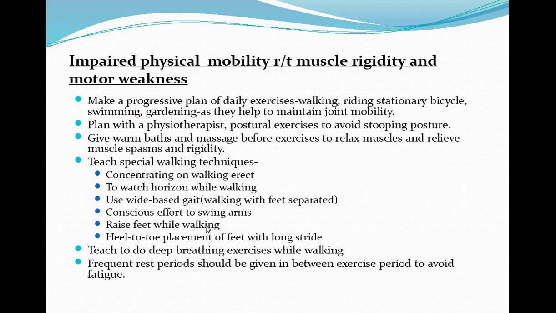Raise the feet while walking, because the person is having a short shuffling gait, so there are more chances of having a fall because of the abnormal gait, right? So we have to teach the patient to consciously raise his feet while walking. And what can he do? Heel to toe placement of the feet with a long stride. This will be helpful in avoiding short shuffling gait. Then teach to do deep breathing exercises while walking. Then frequent resting periods should be given in between the exercises to avoid fatigue, right?